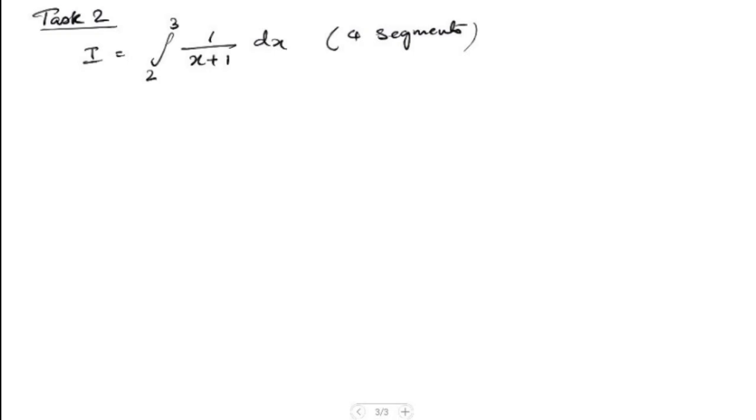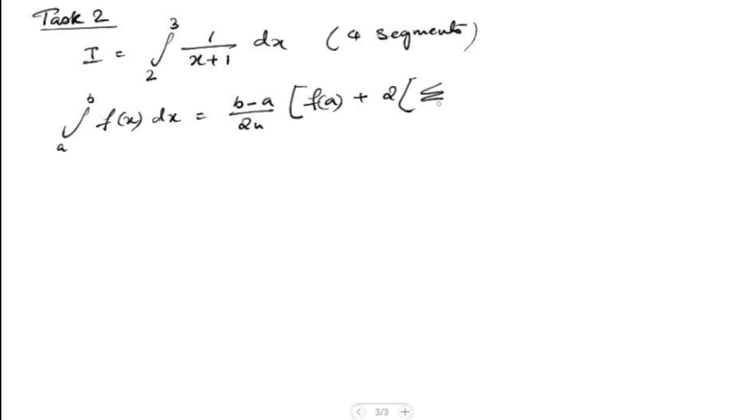So this is a task we have to solve with the multiple segment trapezoidal rule, and the formula is, if you're given a definite function from a to b to be integrated, we will have the formula as this here. So b minus a over 2n times f of a plus 2 times the summation from i equal to 1 until n minus 1 of f of a plus ih, bracket closed, plus f of b.